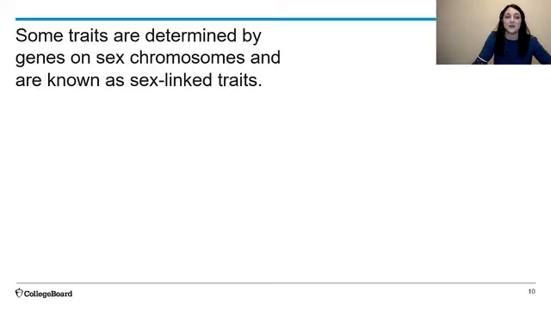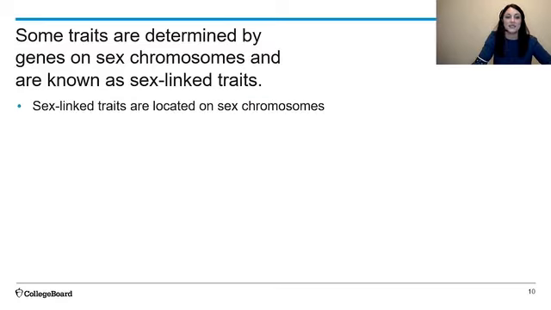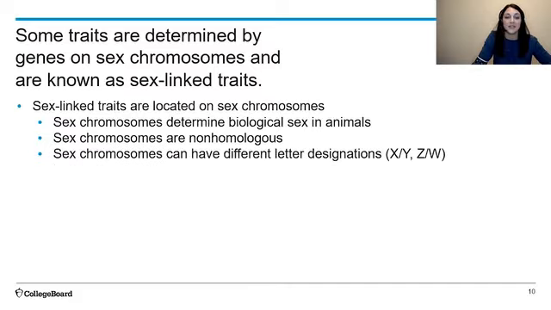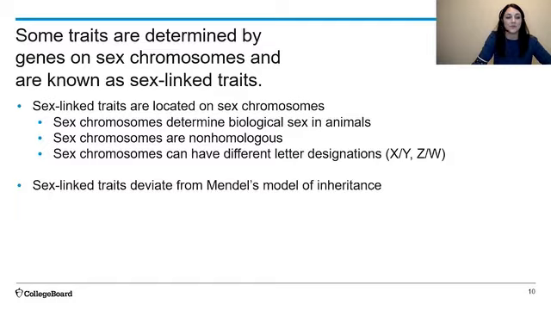Some traits are determined by genes on sex chromosomes, and those are known as sex-linked traits. Sex-linked traits are located on the sex chromosomes, and sex chromosomes determine the biological sex in animals. Sex chromosomes are non-homologous, and they have different letter designations. In humans, that's X and Y. Some other organisms use Z and W.